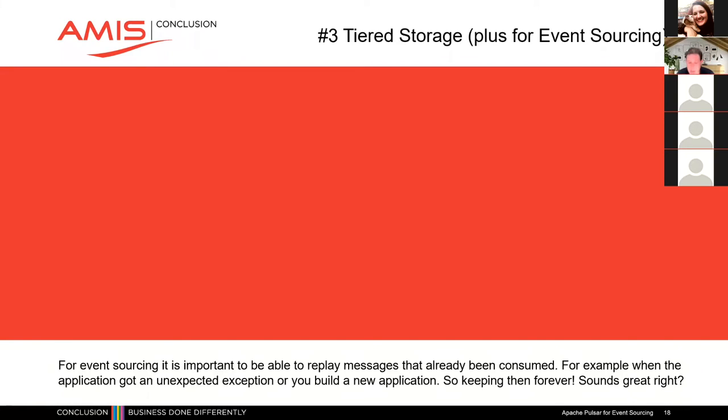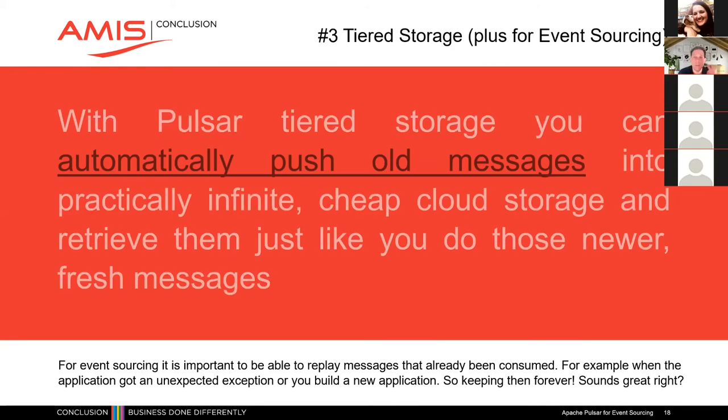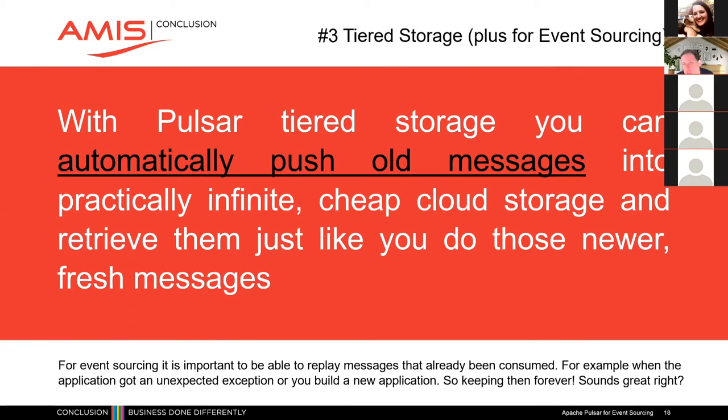Or there's a new application, a new consumer, and it replays the messages. Keeping all the messages forever on the same storage sounds great for that, right? We put something there, we can read all the messages. The only problem with Kafka is that it gets bigger. It's one log file, it's always stored in the broker. So with Pulsar, I would also suggest always having some kind of tiered storage policy, where we can automatically push old messages. Maybe we say everything older than 2 weeks, we put it in cold storage.